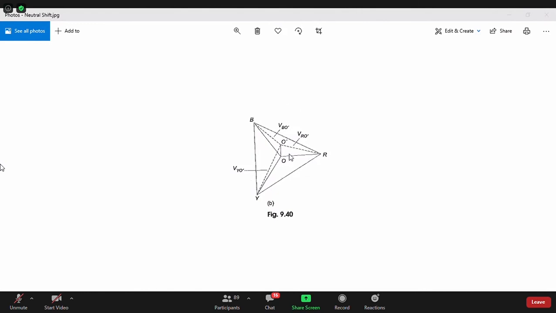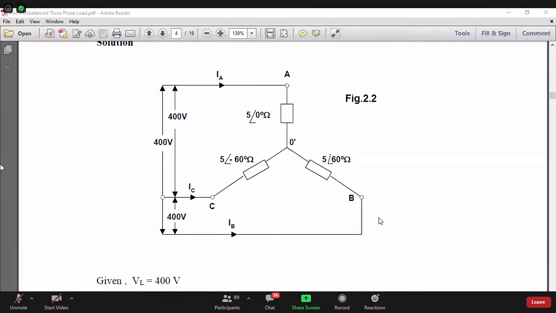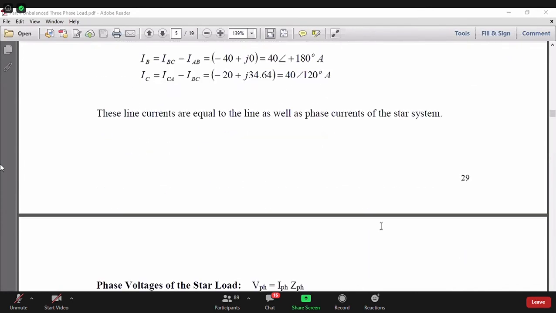Now, is there any way that I can directly get O prime? Yes, the answer is yes. Then how? So I share again the other one. Is it here? Here. So I go to the next topic here.